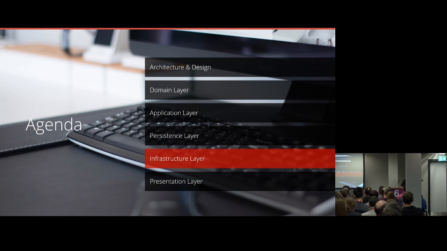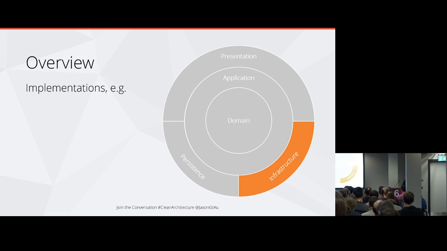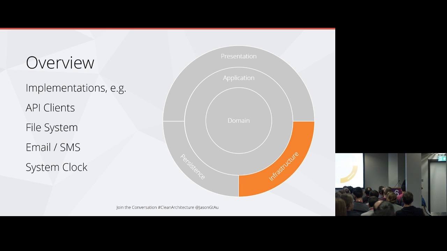All right, now let's have a look at the infrastructure layer. So in our infrastructure layer, we have implementations. It contains classes for accessing external resources. So for example, it could be API clients if we're communicating with some other web API, the file system if we need to access the file system, email, notifications. The system clock is a good one.